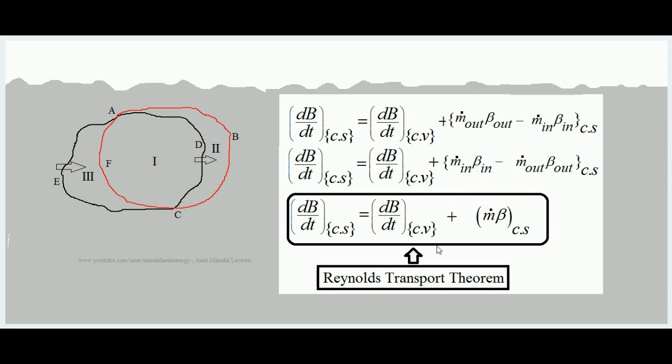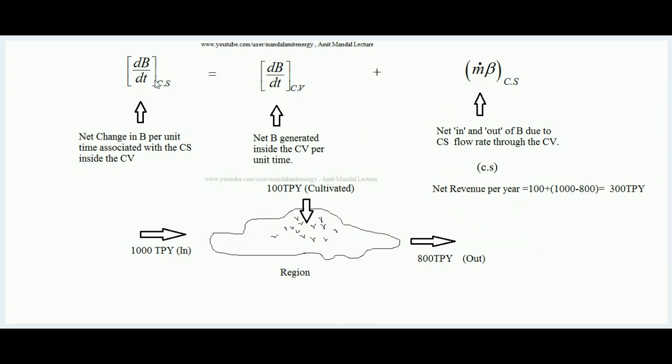Okay, the physical significance is like this: dB/dt of the control system says that the amount of change in property of the control system per unit time is equal to the amount of generation of property inside the control volume per unit time plus the amount of property accumulation inside the control volume per unit time. Once again, the amount of change of property per unit time of the control system is equal to the amount of generation of property inside the control volume per unit time plus the amount of property which is accumulating inside the control volume due to mass inflow and outflow.